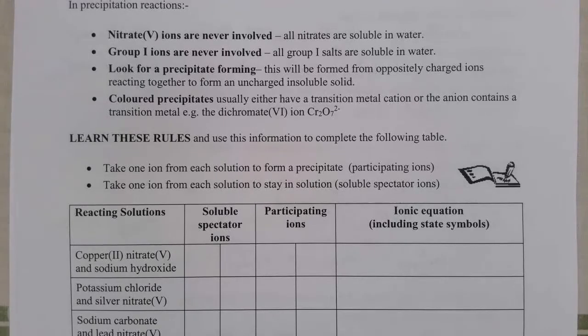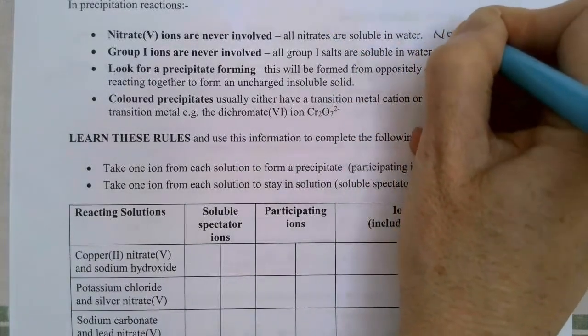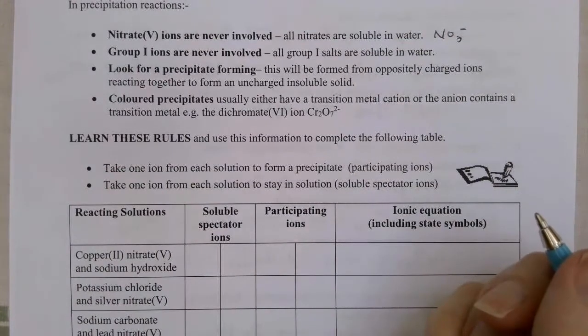So we're going to be practicing drawing out lots of these ionic equations in class, and you're also going to do some test tube reactions to look at these ionic equations. But there are a couple of things you do need to learn before you do that, and that's looking at precipitation reactions. And you need to know that some ions are always going to be soluble. So nitrate ions, these are your NO3 negative. If it contains an NO3 negative ion, it will be soluble. All nitrates are soluble in water.